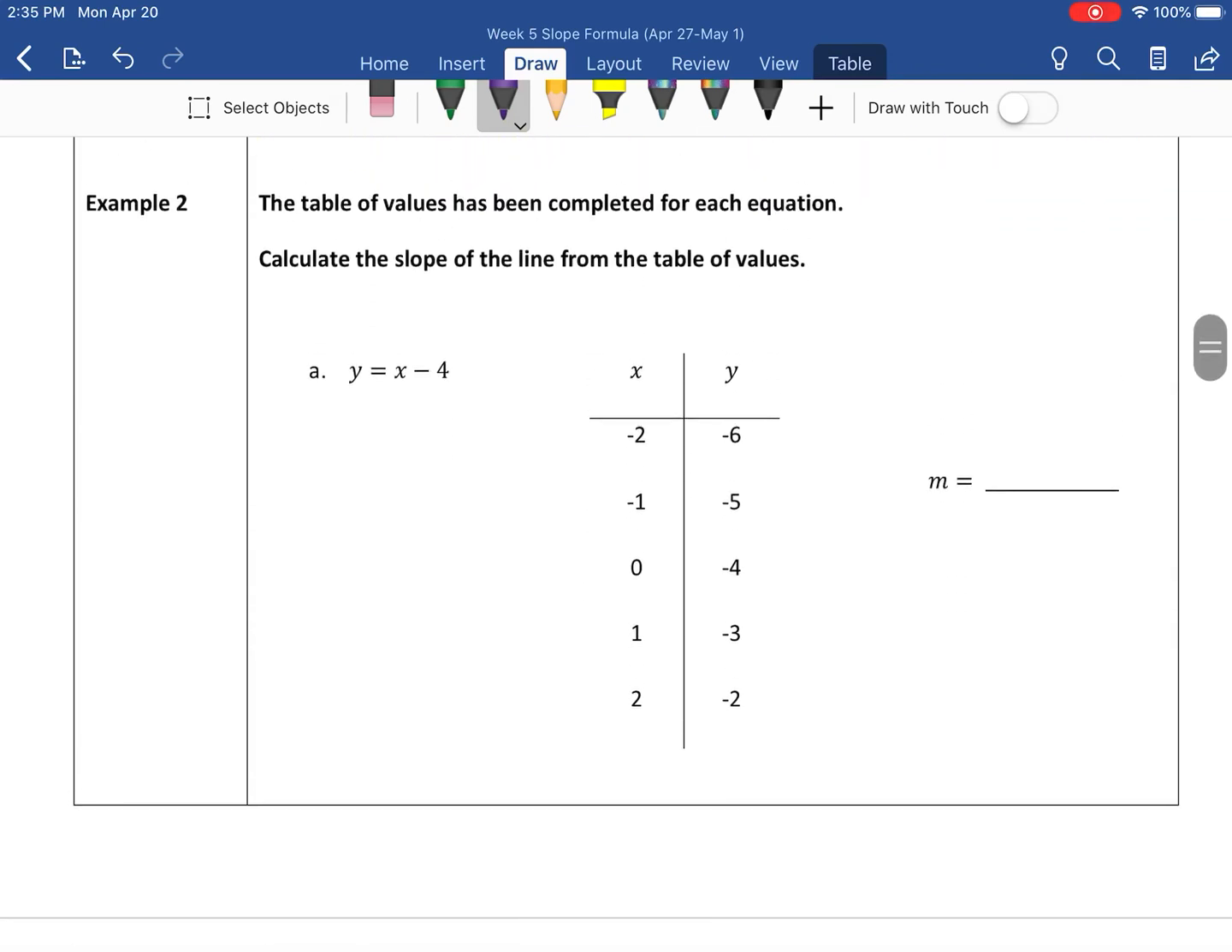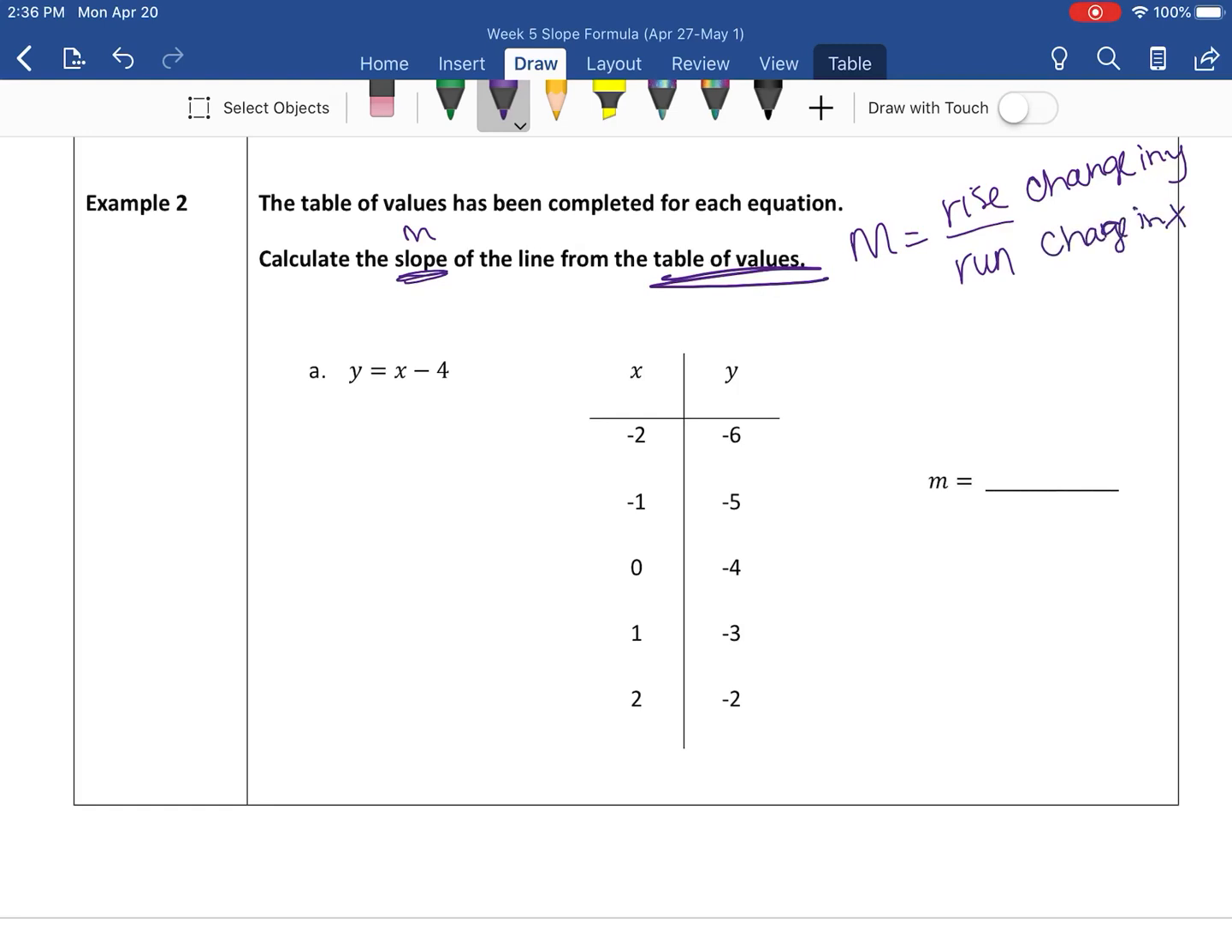Now, we have a couple more examples to look at. So, changing gears a little bit, the table of values has been completed for each equation, and we want to calculate the slope. We want to find m from the table of values. Okay? So, our equation is y equals x minus 4, and here is a table of points or values that are on that line. So in order to do this, remember that we also said that slope is our rise over our run. Well, we said that rise is our change in y, and we said that run is our change in x. So we're going to use that fact.